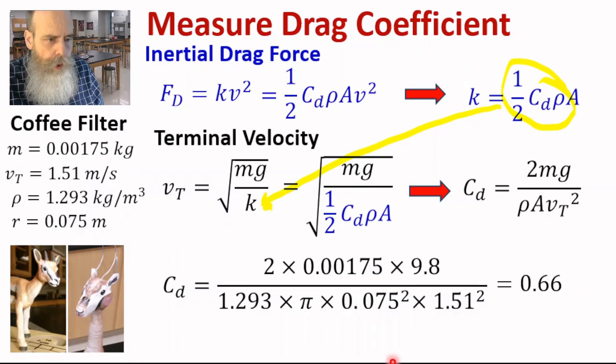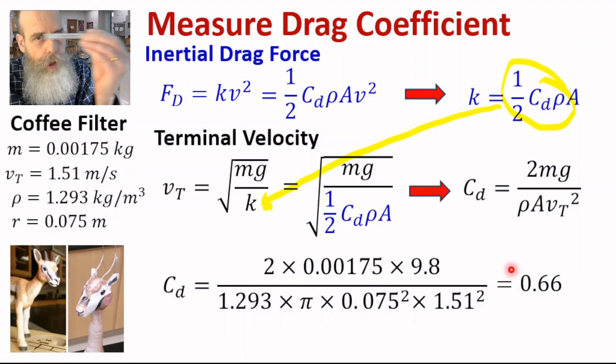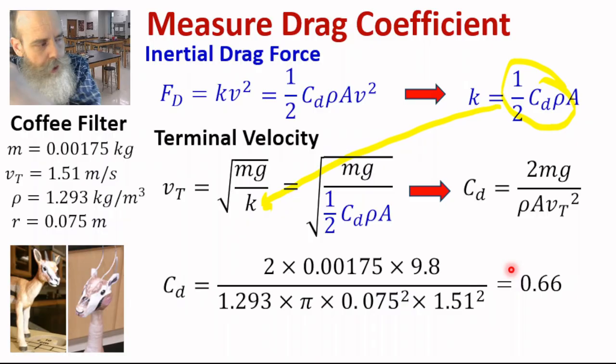0.66. Do you think this makes sense? Yes. Yes, Giselle, I think you are correct. It makes sense, because for a sphere, CD was 0.5, and for a cylinder moving along its length, in the lengthwise direction, it was 0.8. And I think it's a good model of the coffee filter to be somewhere between the sphere and the cylinder moving lengthwise. So between 0.5 and 0.8, it makes sense. So I think 0.66 is a good answer. Okay, let's continue.